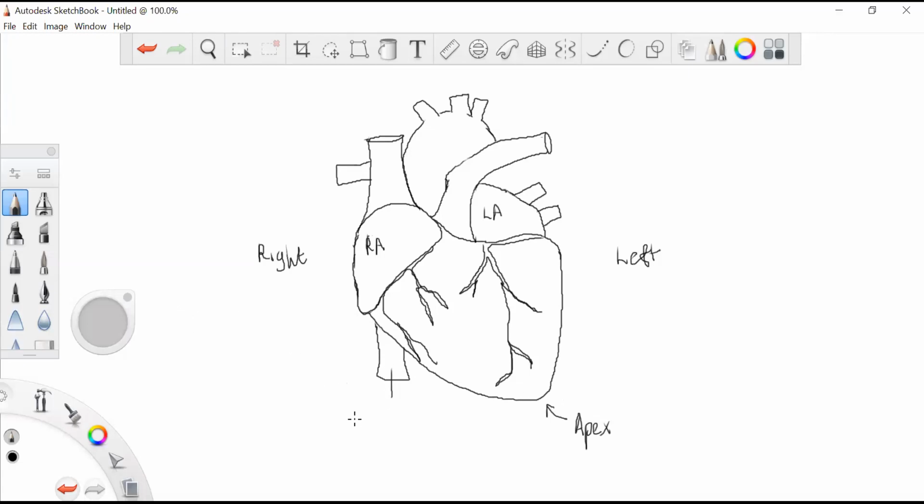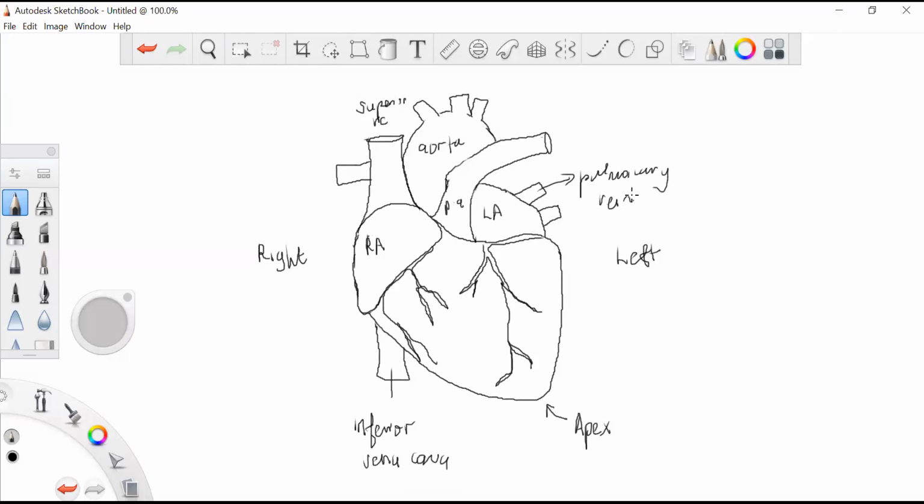So this would be your inferior vena cava. This would be your superior vena cava. This majestic arch will be your aortic arch. So this would be your aorta. And this would be your pulmonary artery. This, of course, would be your pulmonary vein.